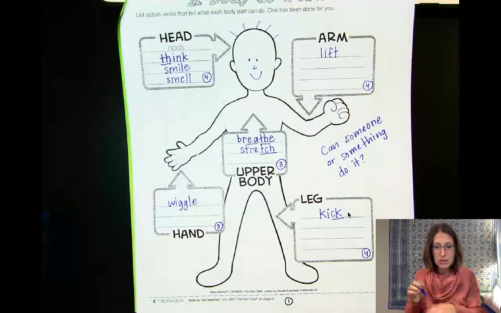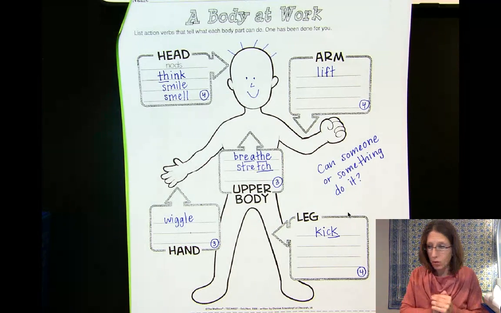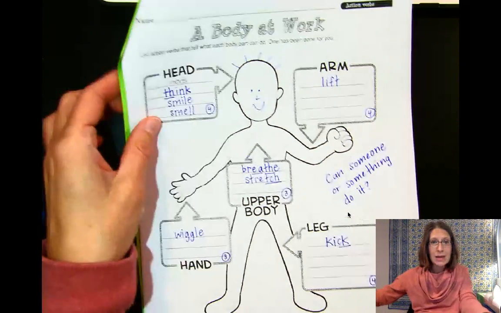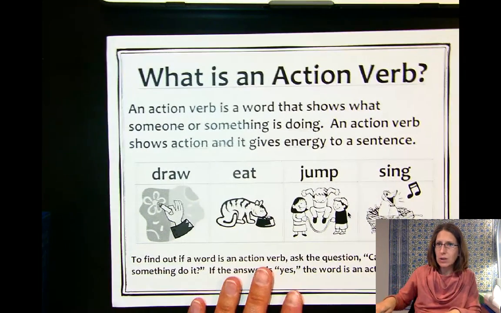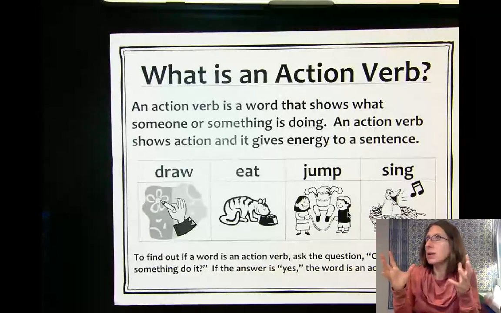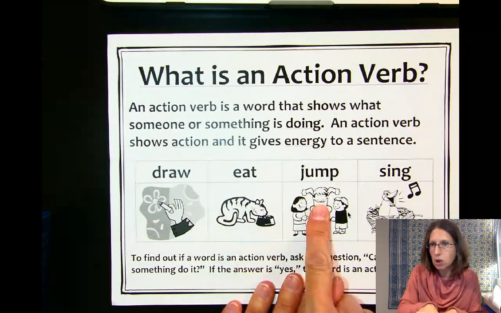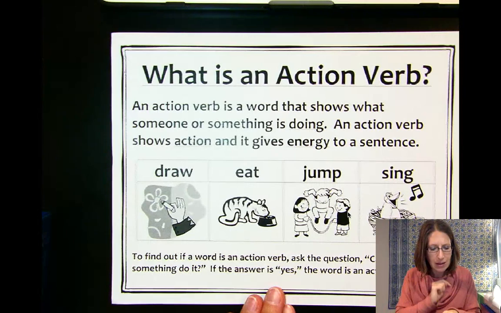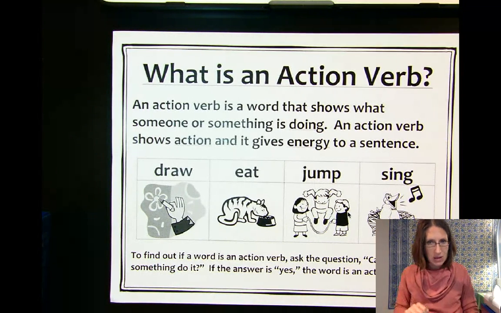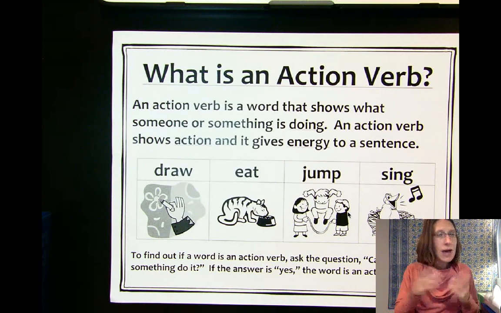So second graders, this is your homework for today. Please take a picture of your beautiful work and upload it for your teachers to see. And keep thinking about action verbs. An action verb is a word that shows what someone or something is doing. An action verb shows action and gives energy to a sentence. Draw, eat, jump, sing. And again, to find out if a word is an action verb, ask the question, can someone or something do it? If the answer is yes, it's an action verb.